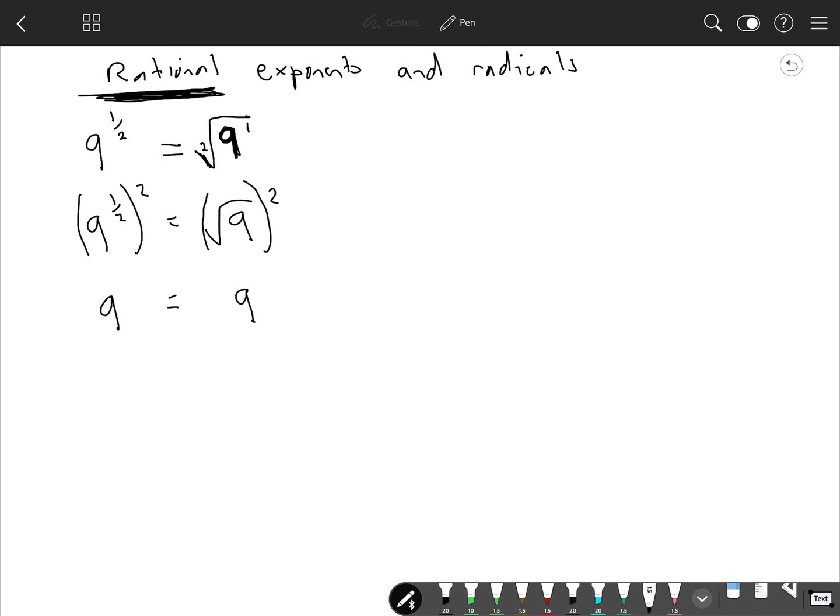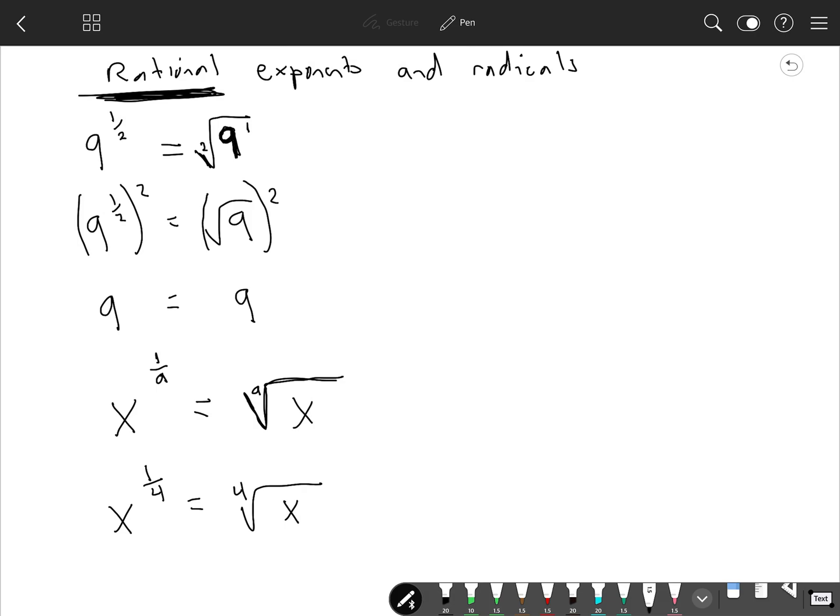So let's write maybe a more general form of that. x to the 1 over a equals the a root of x. Let's just try this. Let's go x to the 1/4. x to the 1/4 equals the 4 root of x.